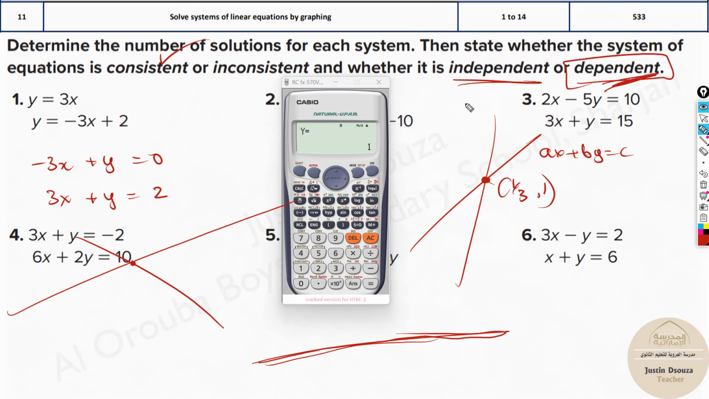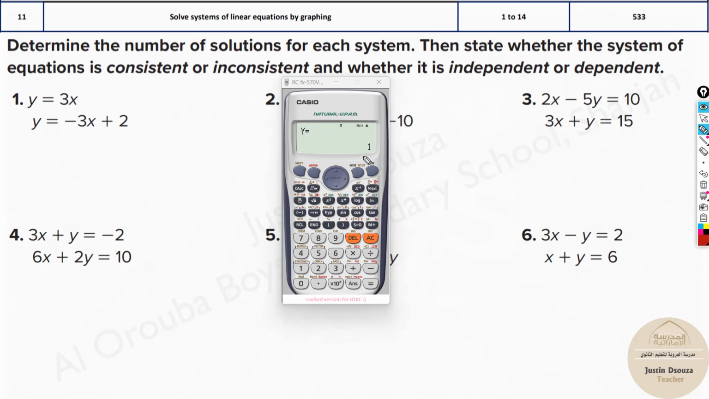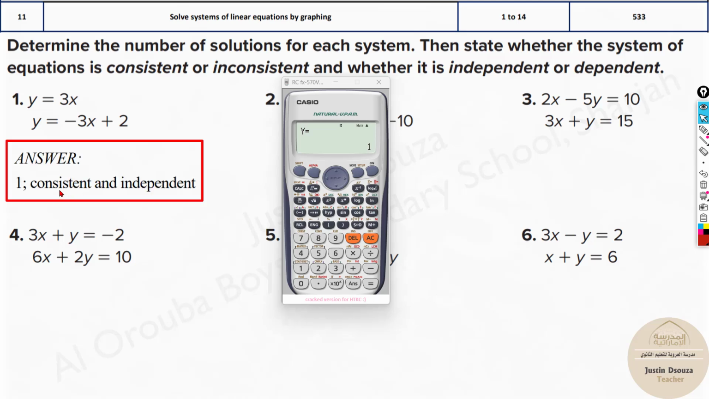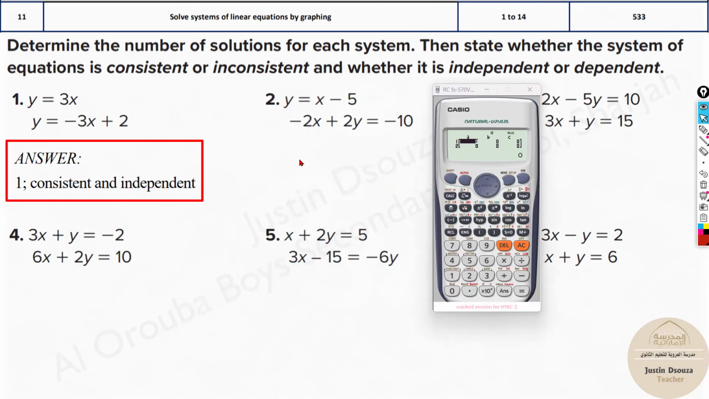If two lines are the same, it's dependent. If two lines are not going to touch anymore, only one point, then it's independent. If they don't touch at all, if they are two separate lines, then they are inconsistent. That is no solution. So whenever you get the answers, you directly tell it's consistent, independent. That's the answer over here. This is consistent, independent.